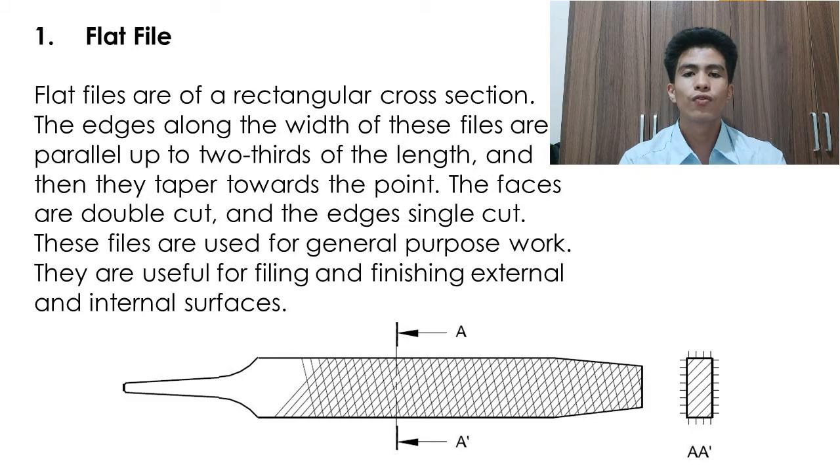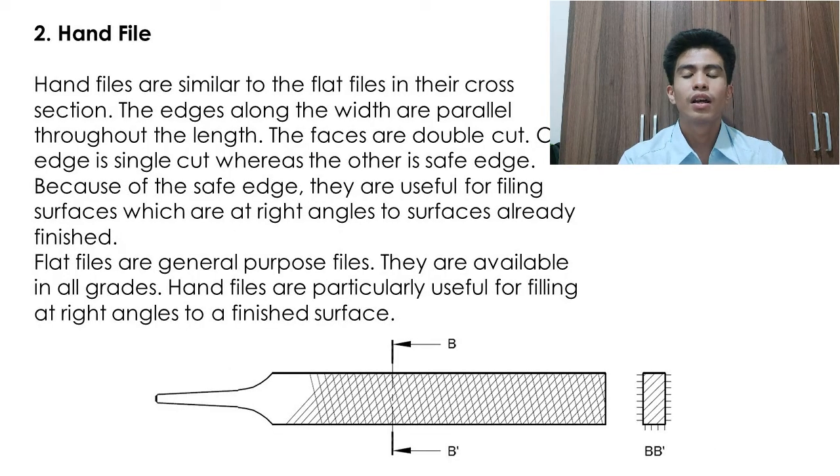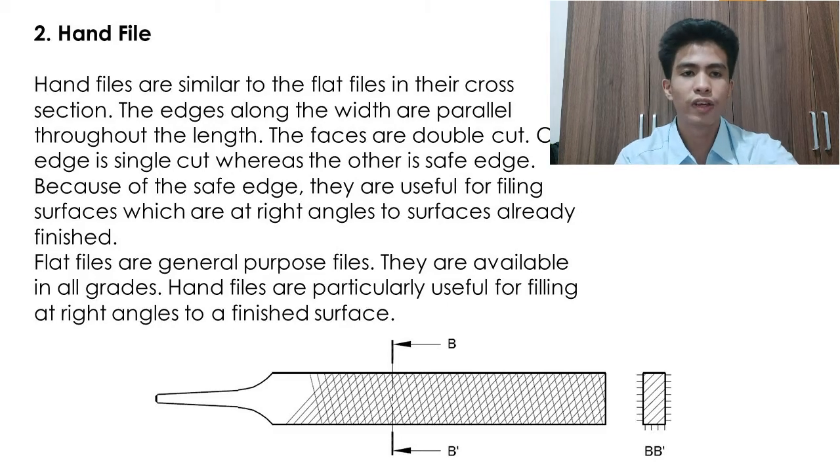The next type of file tool is the hand file. Hand files are similar to the flat files in their cross-section. Its edges along the width are parallel throughout the length. These files also have double cut teeth like the flat file, but unlike the flat file, one edge of this file is a single cut while the other is a safe edge. And because of the safe edge, they are particularly useful for filing at right angles to a finished surface.